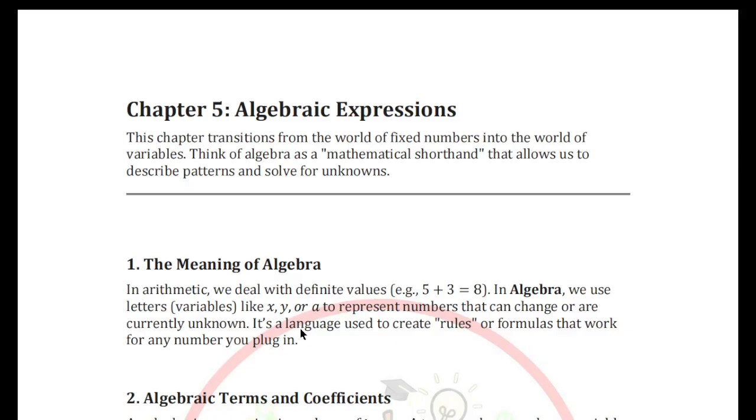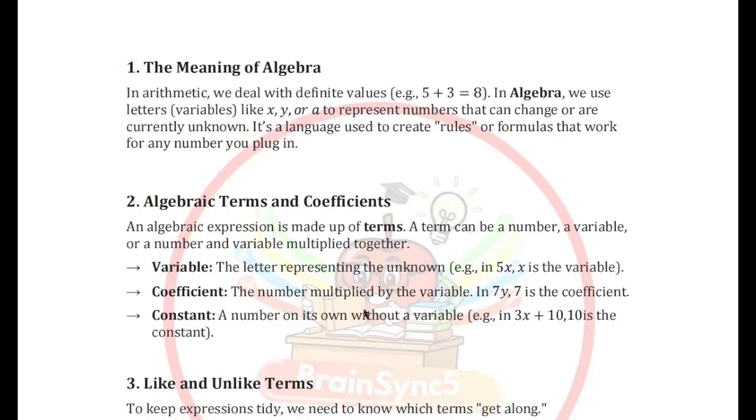So basically what I'm saying here is that algebra is just a branch of mathematics that deals with letters in representation of numbers, or unknown numbers, unknown values. That is why they are called variables, because we are looking for a value. You understand?